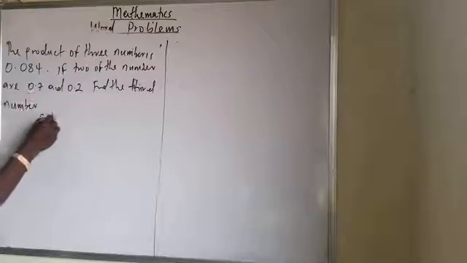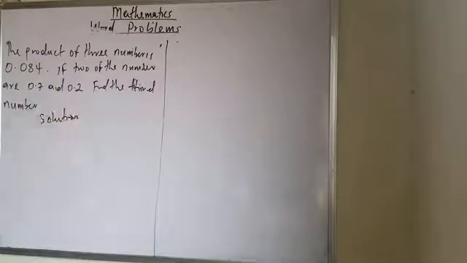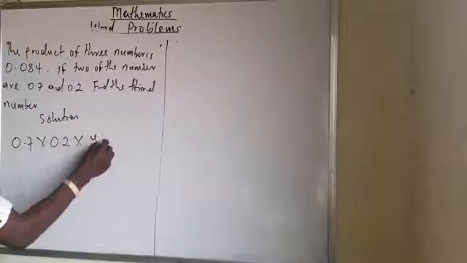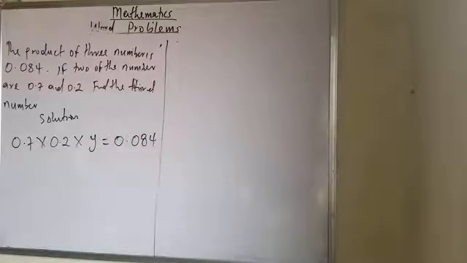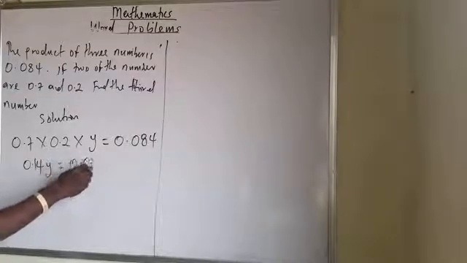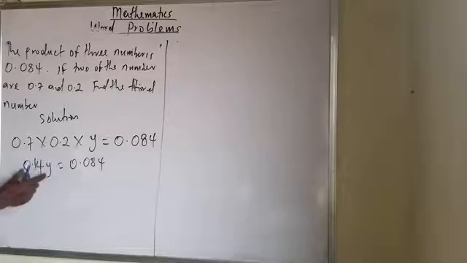Now, solution to this. I'm having two numbers already, and the three numbers multiplied together give us this. It means I will have 0.7 multiplied by 0.2 multiplied by the number you don't know, call it y, equals 0.084. Now multiply these two together, it will be 0.14, and 0.14y equals 0.084.